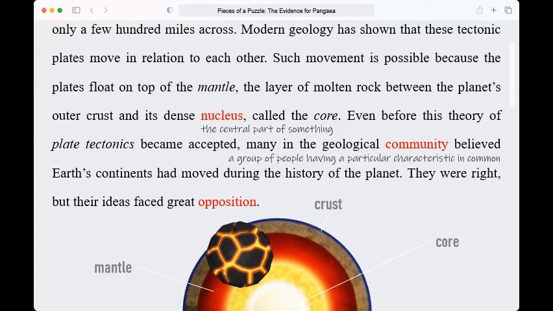They were right, but their ideas faced great opposition. They were right about Earth's surface, landmass, and continents moving, but there were a lot of people within the geological community and from the outside who did not accept this idea when it first came out.